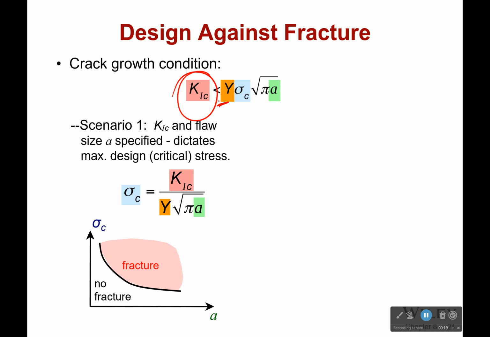This one right here is just usually going to be about 1. This is that critical stress where fracture is going to begin. This is the length of the crack. This is pi, coming from various things.